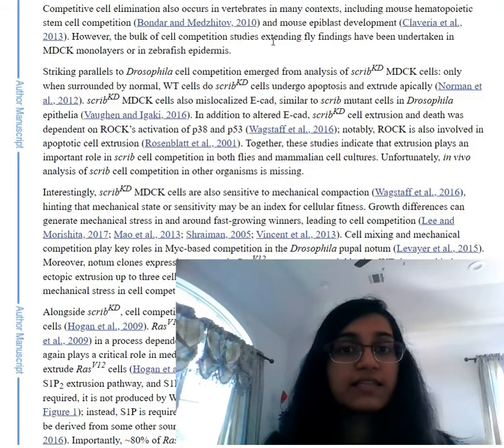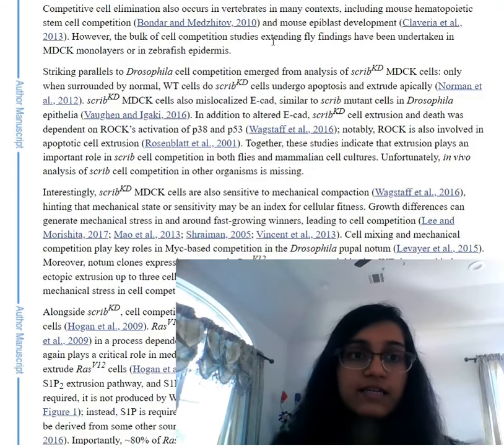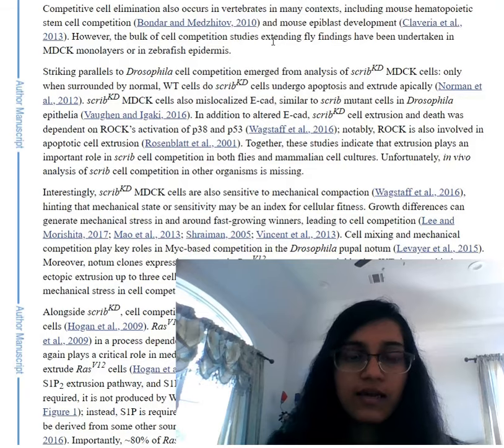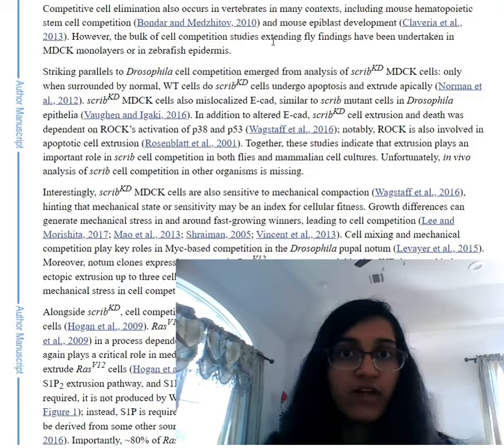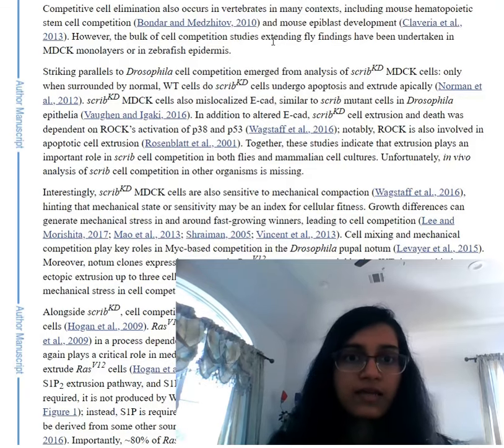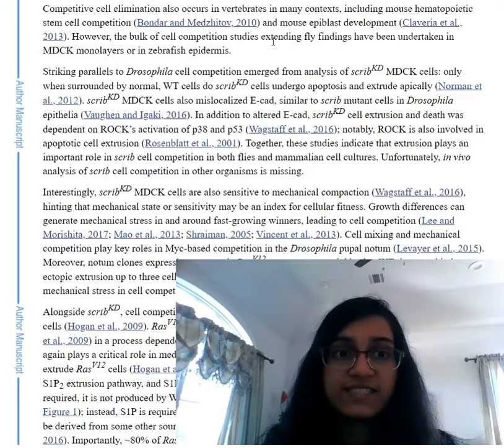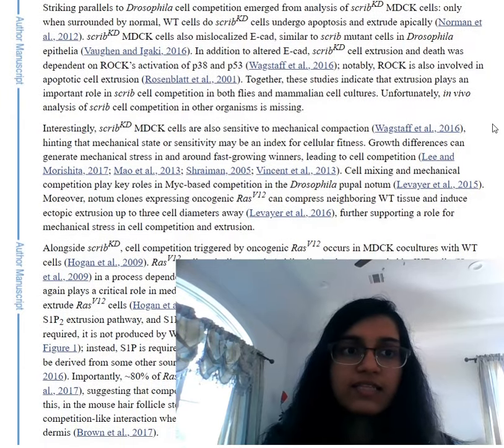So essentially what they're saying in this paragraph is that competitive cell elimination happens in many different vertebrates as well, and it happens in a similar way to what was seen in the fly findings with the Drosophila. The majority of these studies have been done with MDCK monolayers and in zebrafish epidermis. So let's take a look at what these studies actually showed in the next paragraph. Take a minute for this one.